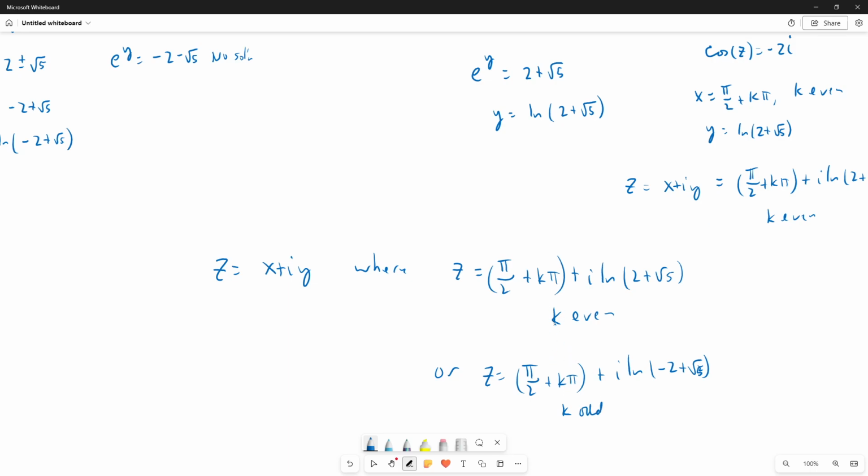So we have infinitely many solutions, and we have slightly different imaginary parts depending on whether k is even or odd. If k is even, then we have a positive 2 here in our logarithm. And if k is odd, we have a negative 2. And they both have this root 5 here. Okay, so we have infinitely many solutions to the equation cosine of z equals negative 2i.